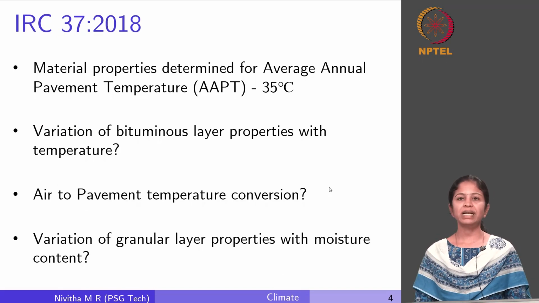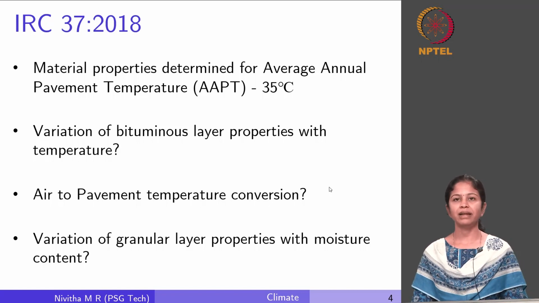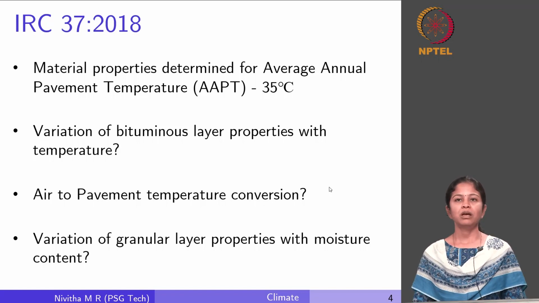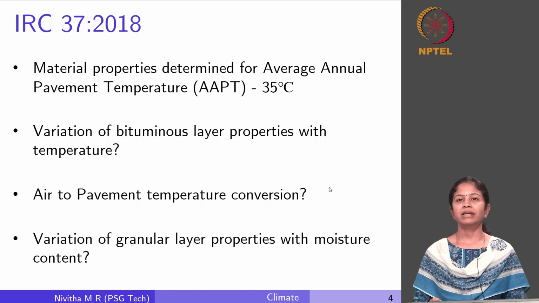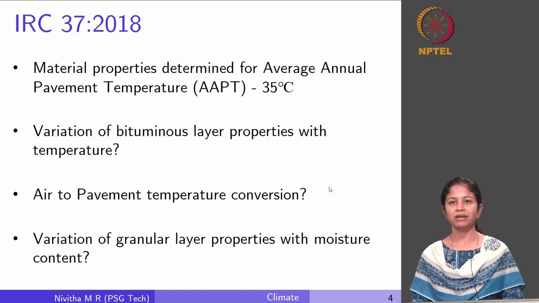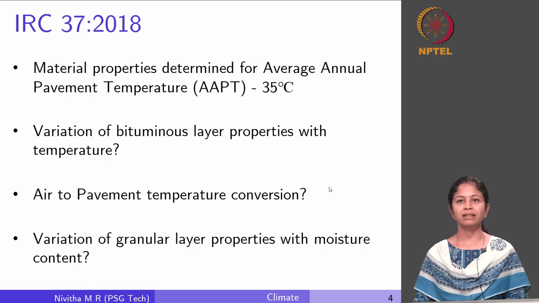Now if we look at the IRC 37 design procedure, which gives guidelines regarding pavement design, we see that this guideline suggests design of pavements using an average annual pavement temperature of 35 degrees Celsius, right. If there are deviations from this specified temperature, then the design templates which are suggested in IRC 37 have to be re-evaluated, right. So that is the specification with respect to temperature in IRC 37.